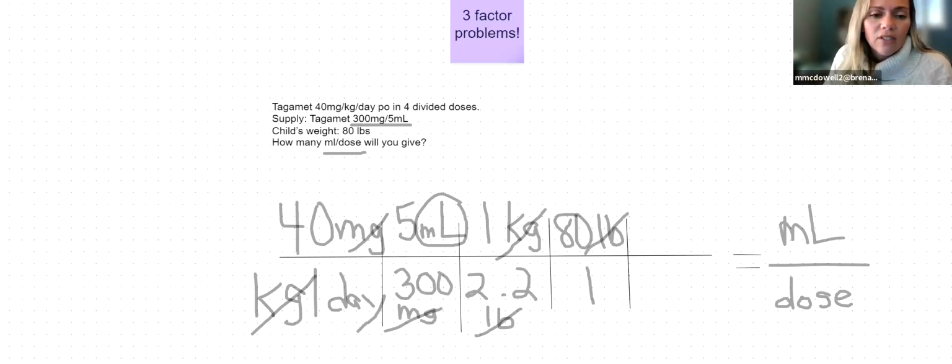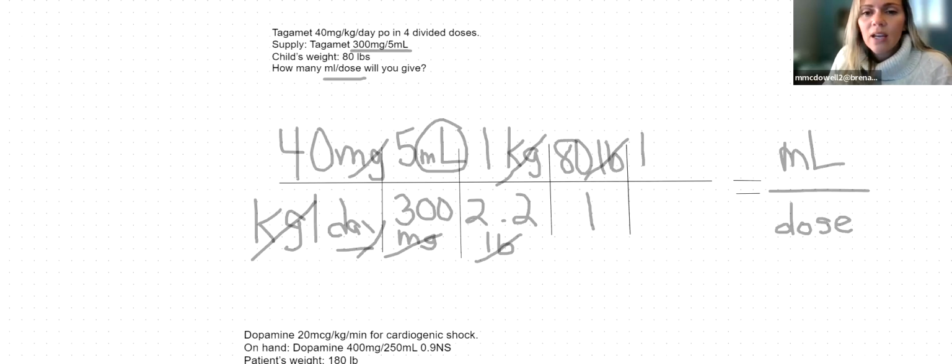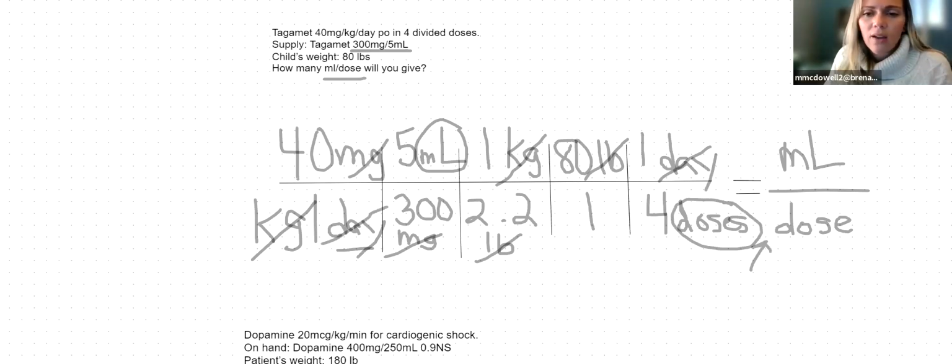Okay, now we still have day. We don't want day, we want dose. In this problem, we told you that this child's getting 40 milligrams per day in 4 doses. So that means in 1 day, that child is getting 4 doses. So we're going to put 1 day up top because we're asking you how many milliliters per dose if they're getting it 4 times a day. 1 day, they're getting 4 doses. Okay, I can now cross out my day and I can circle dose and it matches there. So now I've got milliliters that matches where my wanted quantity is and I have doses. Now you can go ahead and start doing your math.